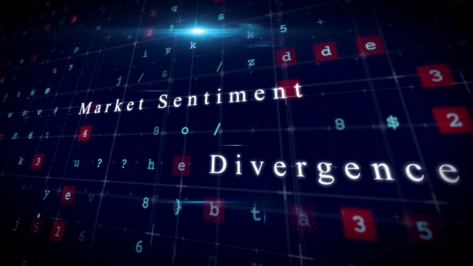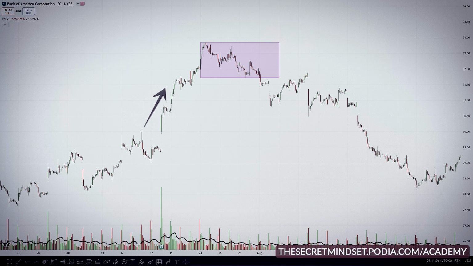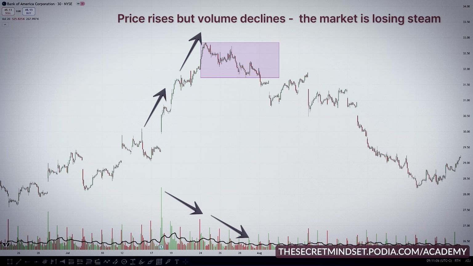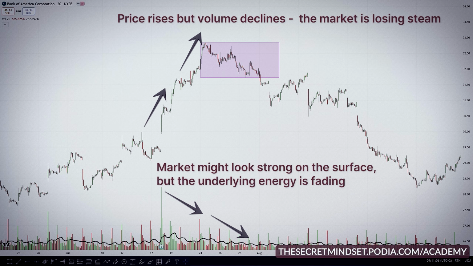Markets breathe through volume. Every price movement tells a story, but volume reveals the true narrative. When price rises but volume declines, it's like the market is losing steam. Professional traders recognize this as a warning sign. The market might look strong on the surface, but the underlying energy is fading.